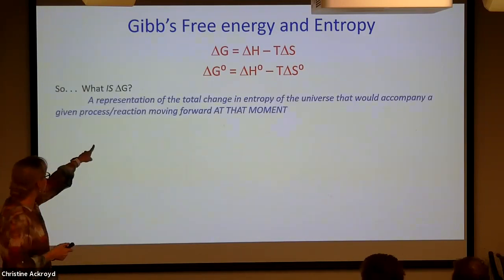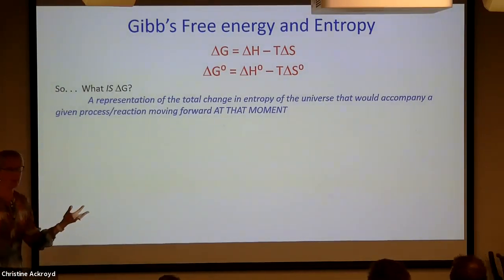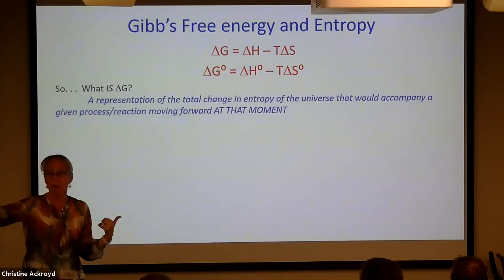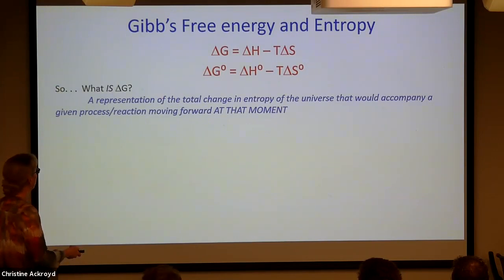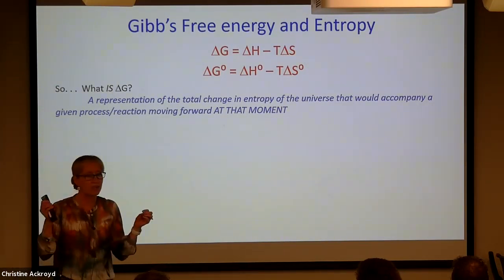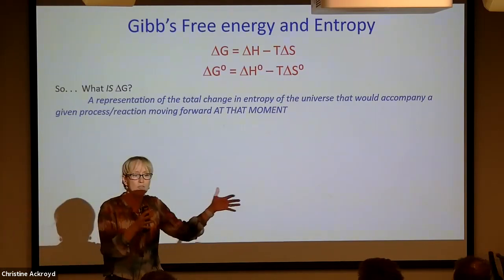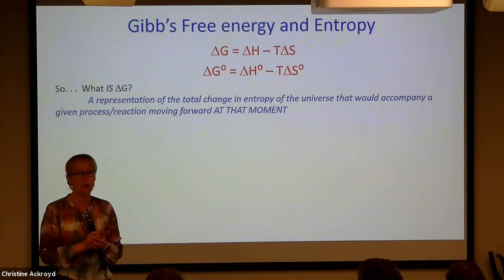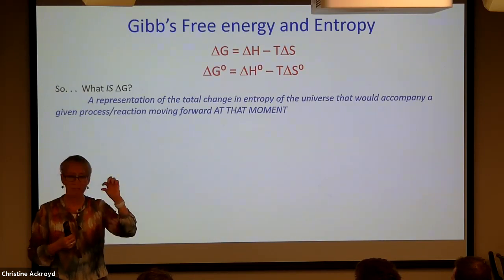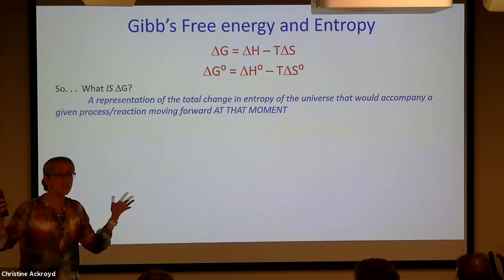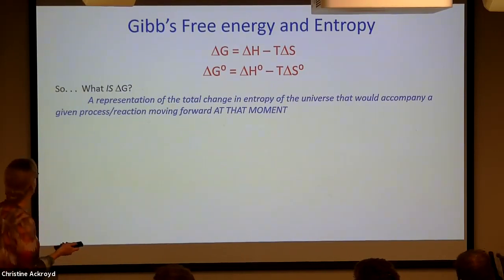Okay. So look at the equation and see what it means. Delta G is a representation or one way of thinking about what's going to happen to the entropy of the universe when something happens. Okay. But delta G just tells you what's happening under the conditions that you have, right? So as a reaction proceeds forwards, as it gets closer and closer to equilibrium, what happens to delta G? It shrinks and finally gets to zero at equilibrium, right? So delta G is like a little snapshot that tells you how much the process wants to move forward at the moment.